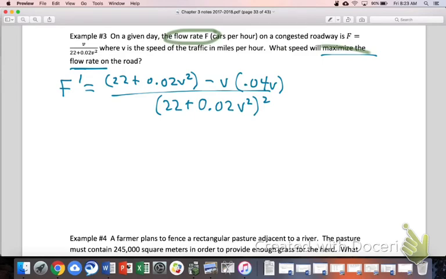So we really only need to be concerned about where this equals 0. And so what is the only part of a fraction that could make the whole fraction equal 0? The numerator. So I'm going to simplify that numerator a little bit.